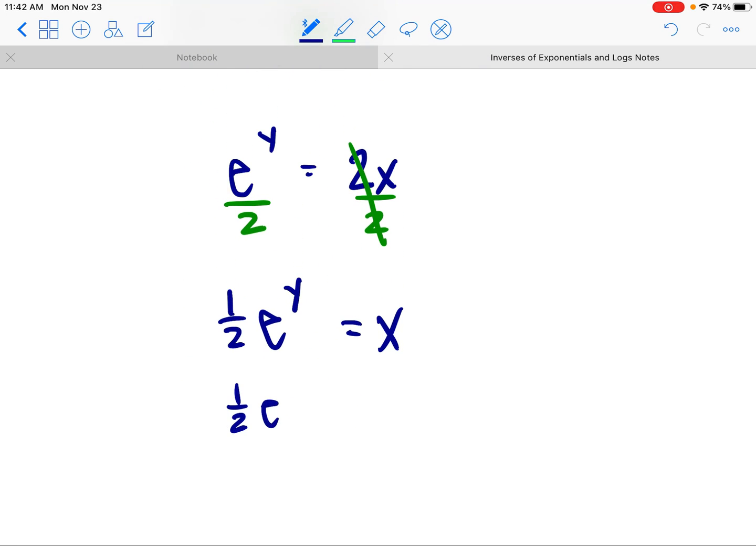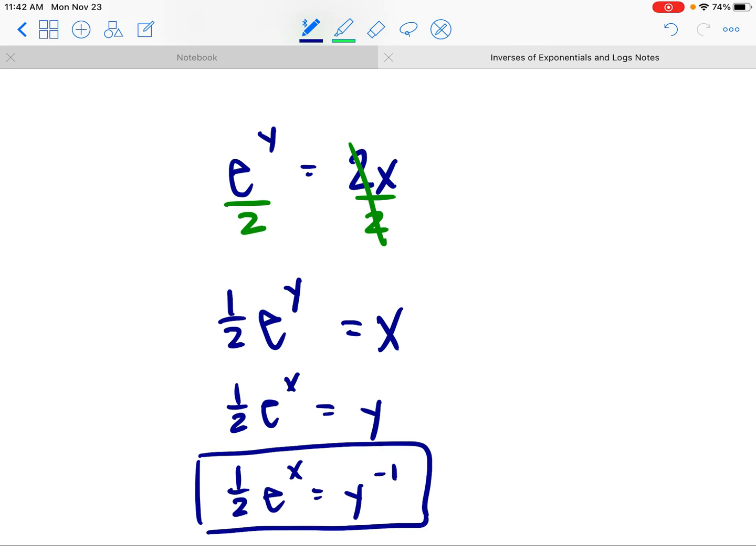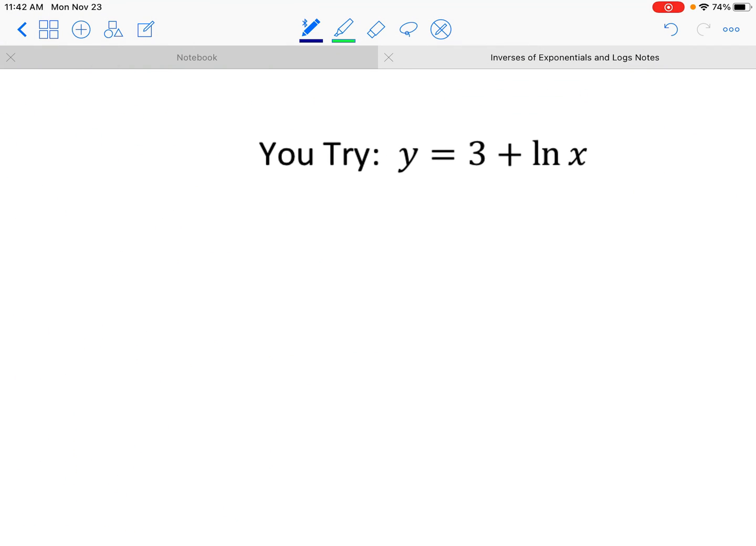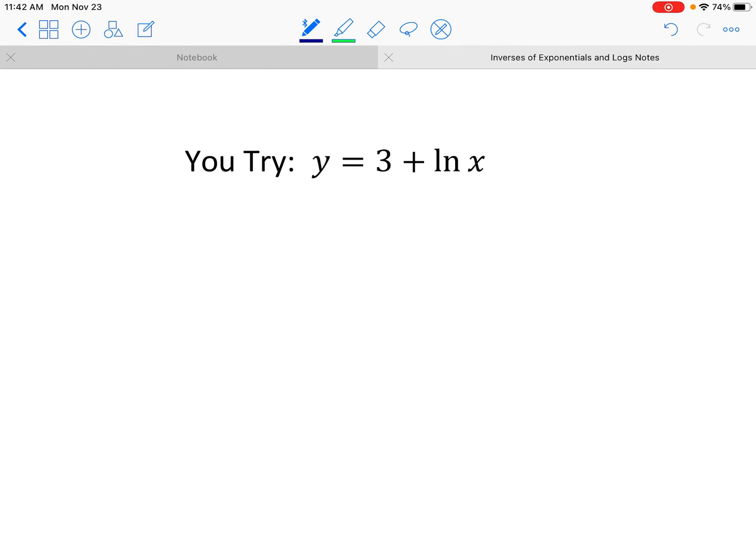So we just need to switch x and y, and then call this the inverse. So e to the x power equals y inverse. And that is that guy. All right, one last one. Again, if you want to give this a shot, feel free.